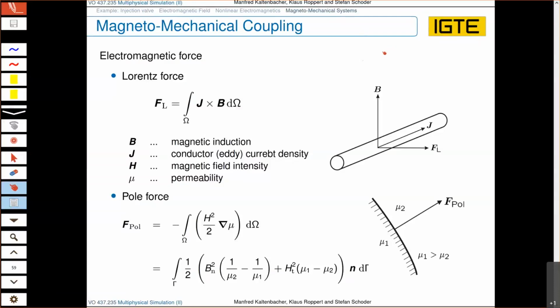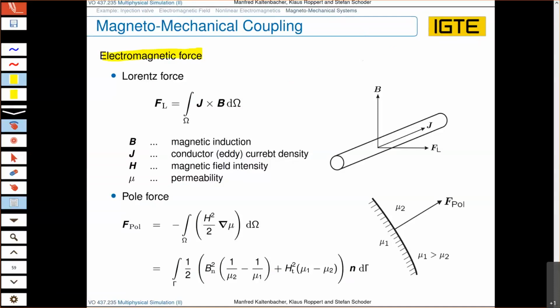Okay, welcome to our lecture here in multiphysical simulation for magnetomechanical systems. So today we will discuss the electromagnetic force and then the overall computational scheme.